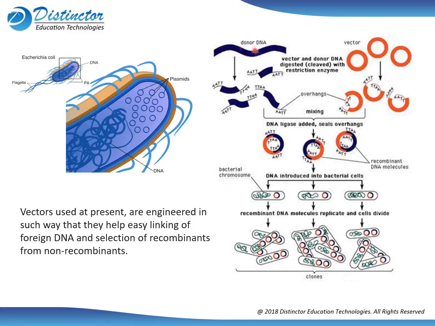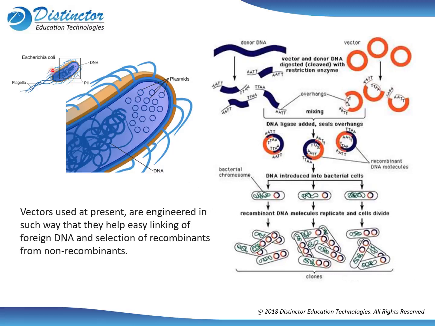So this is the donor DNA, and this is a vector. We are going to digest them with the restriction enzyme, so they are going to produce a gap. This gap can be sealed by a DNA ligase. So this can be easily introduced into a host cell. Inside the host cell, they are going to replicate and increase in number.